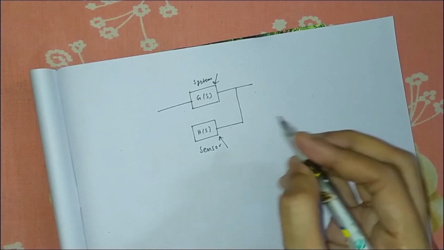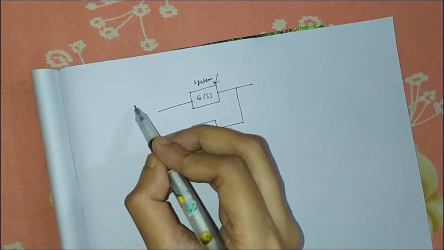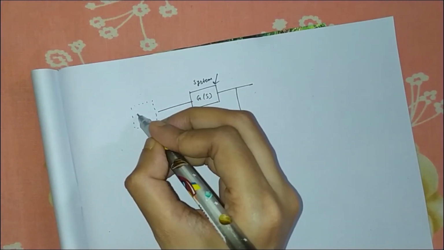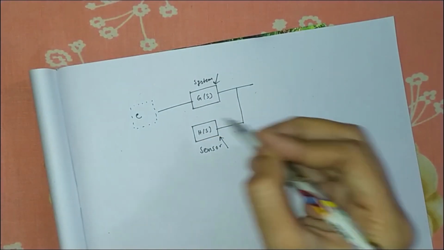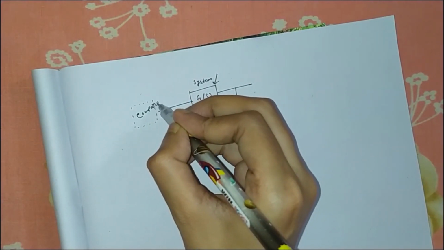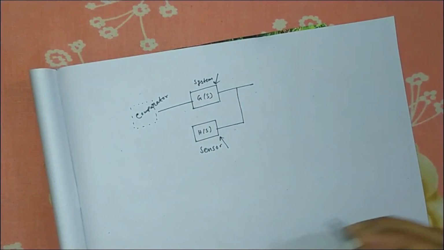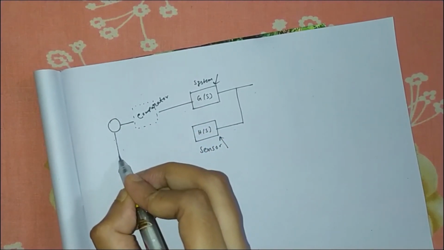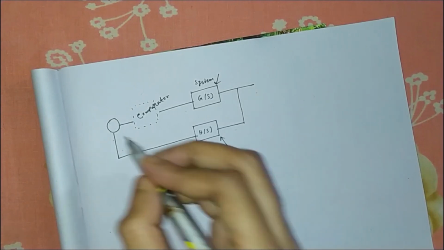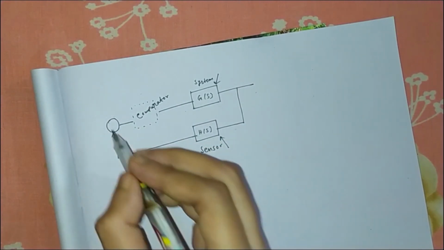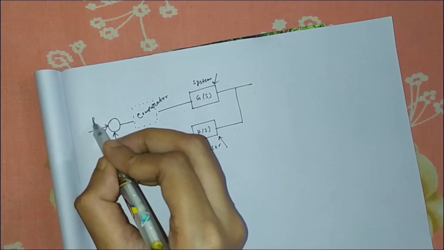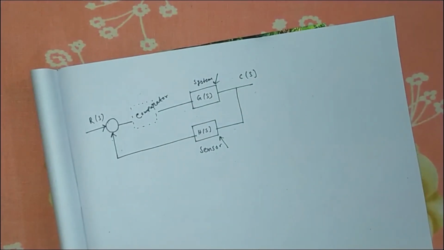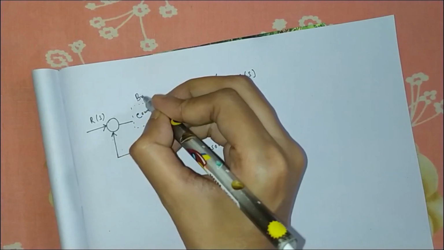Here a comparator is there inside the system. This is actually the brain of the system. This is a comparator. The output is fed back through the sensor to the input side, and this is my input, which is denoted as r of s, and this is my output, which is denoted as c of s. This is the brain of the system, the comparator.